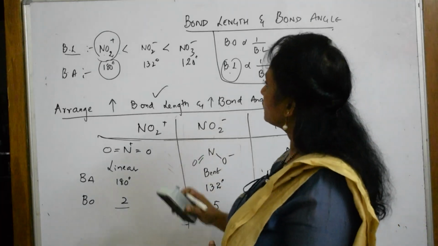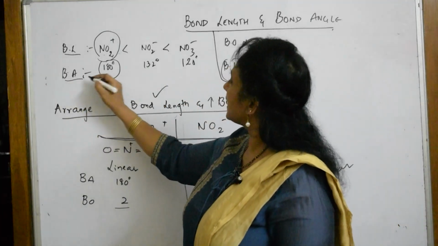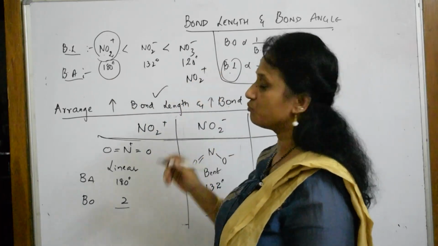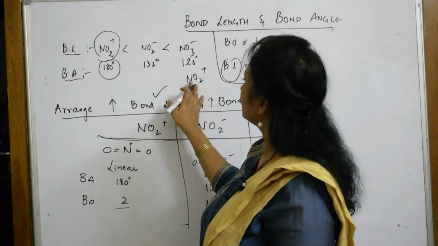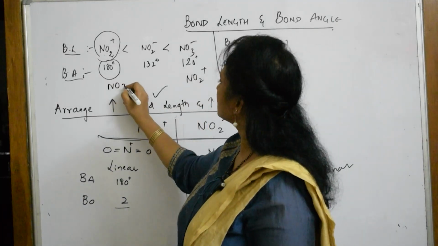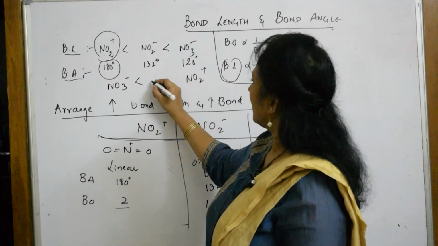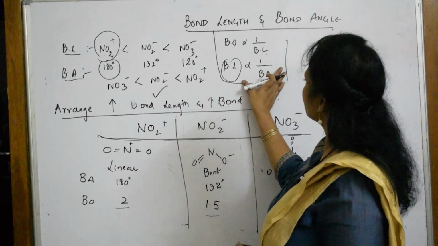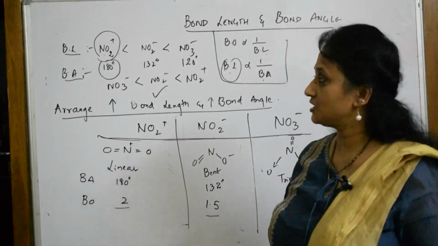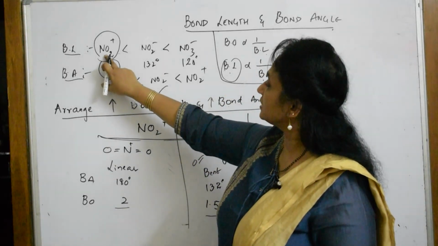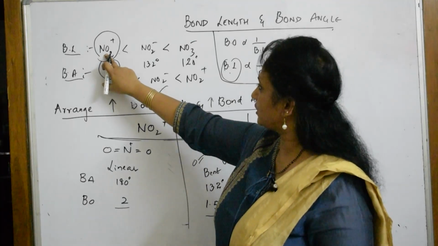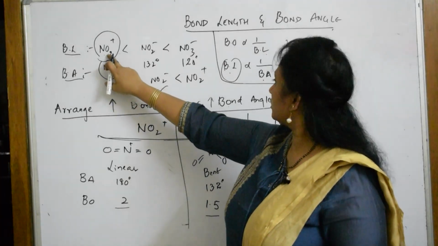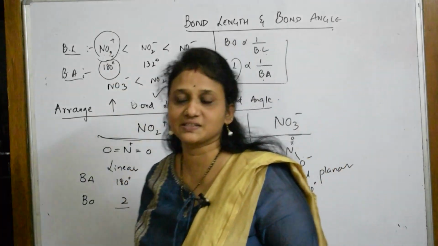Correct, no? So how should I write the order in this way? In bond angle increasing order, the maximum would be NO2 plus, which will have the greater bond angle. The minimum will be NO3 minus. So NO3 minus is less than NO2 minus, which is less than NO2 plus. This is clear, simple. This thing I have applied in this question. That's all. Let us recheck. From the bond order I got more bond order, less bond length, more bond angle. Simple as that.